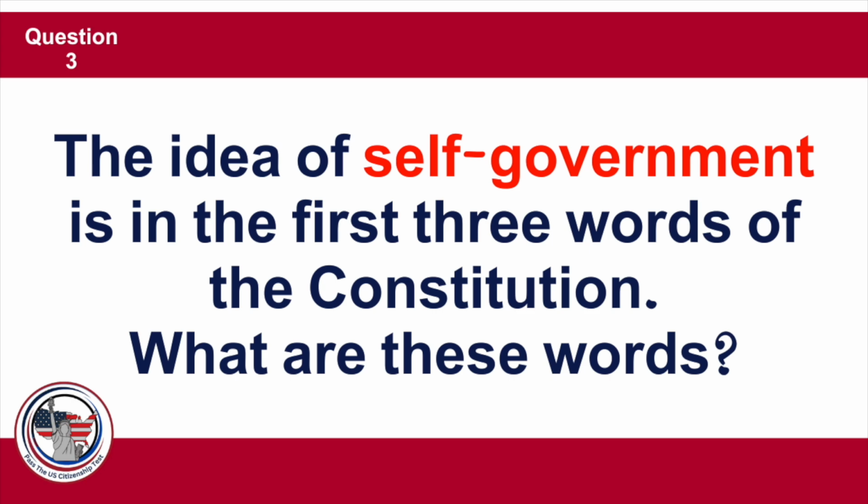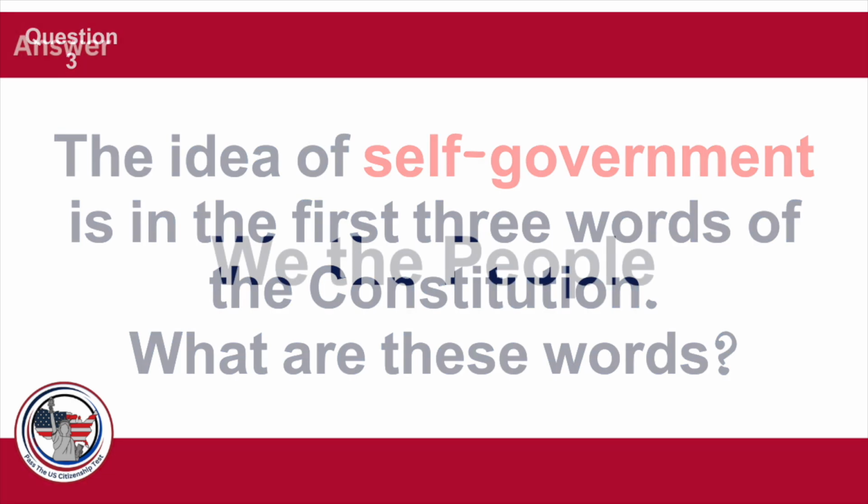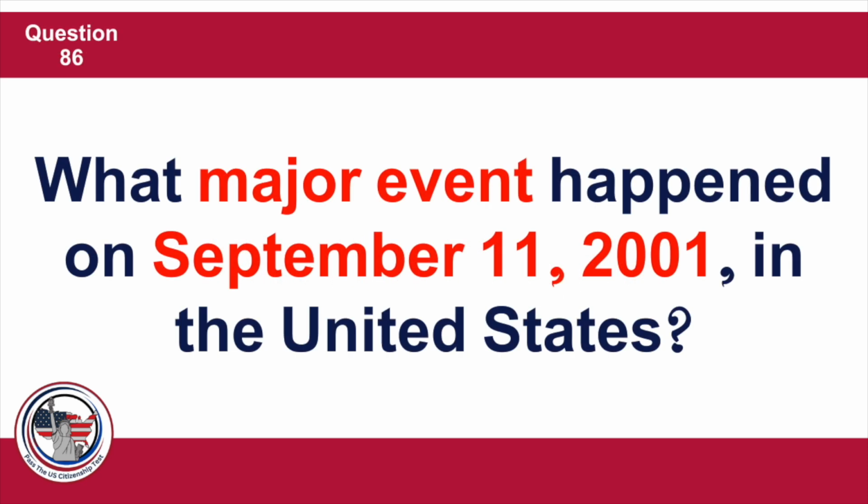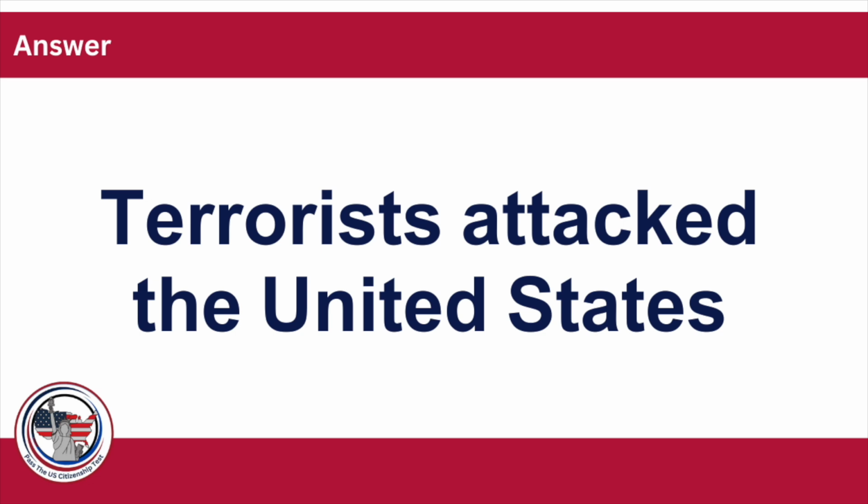The idea of self-government is in the first 3 words of the Constitution. What are these words? We the people. What major event happened on September 11, 2001 in the United States? Terrorists attacked the United States.